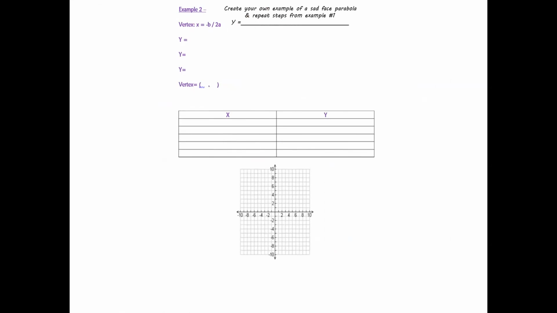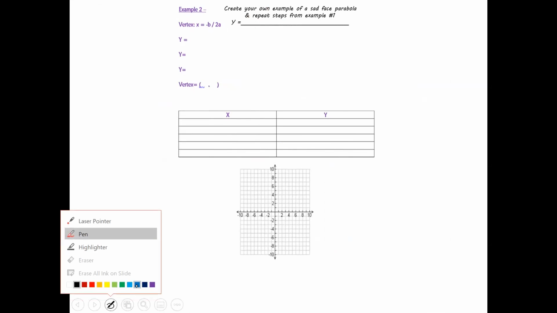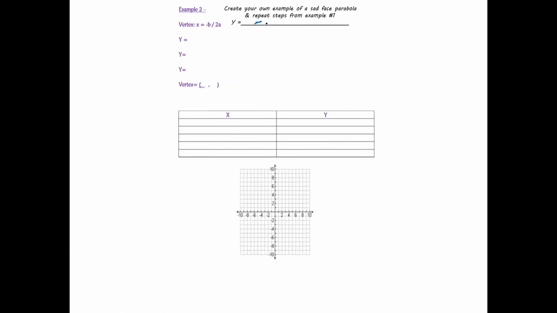So for example 2, I want you to create your own example of a sad face parabola and then repeat the steps from example 1. So my sad face parabola has a negative x squared minus x plus 4. You can create yours however you want, but if it's going to be a sad face parabola, it has to have a negative in front of the x squared. All right, let's take a look at the vertex.